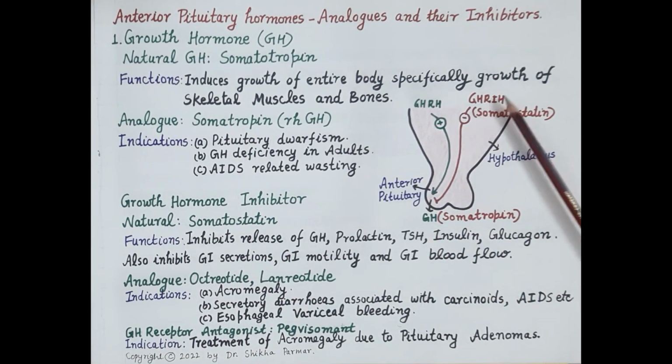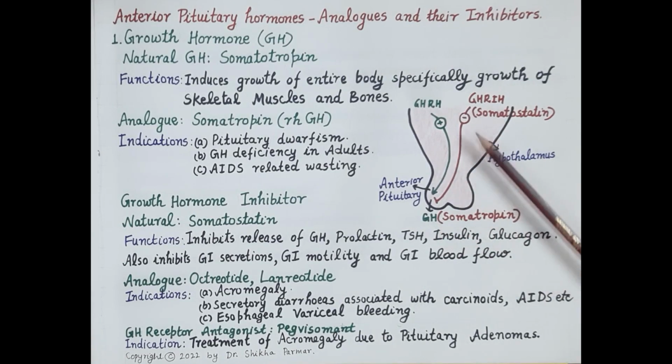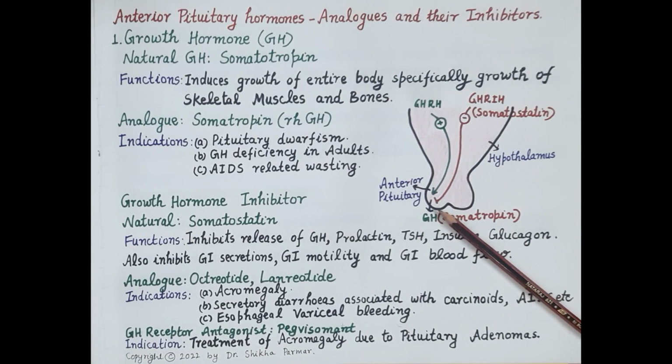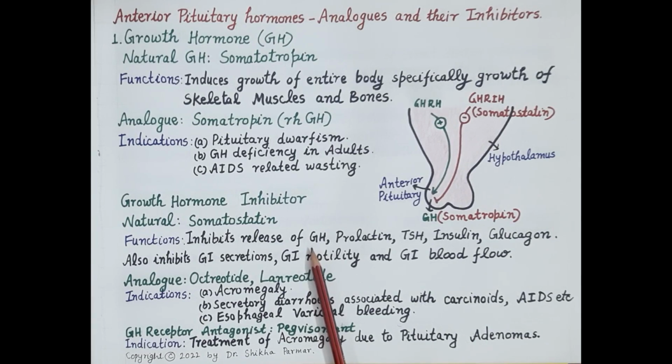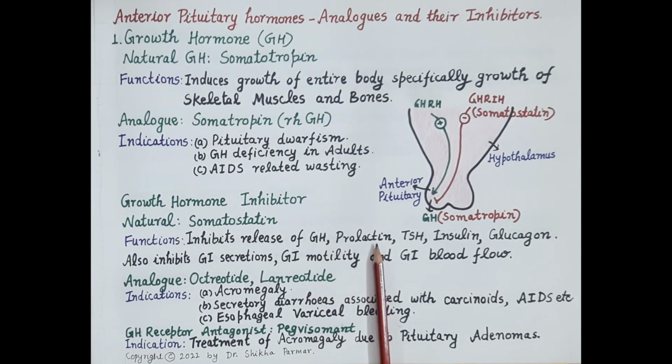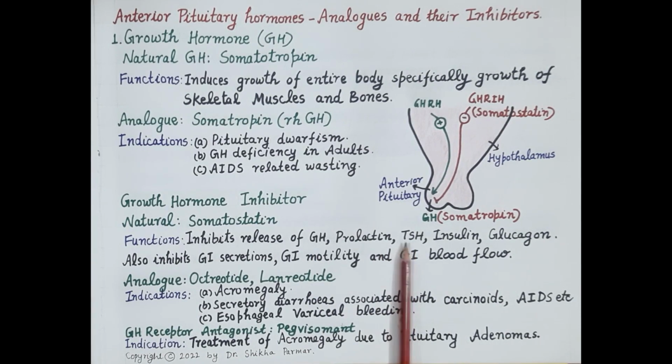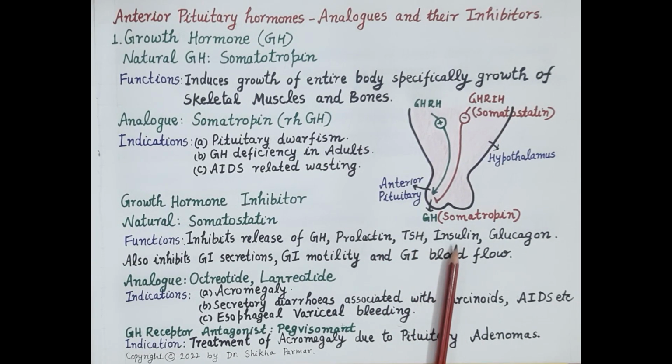Now look at this figure. GHRIH is also called somatostatin. Now it's produced naturally in the body and it primarily inhibits the release of growth hormone by the anterior pituitary. Now in addition to growth hormone, somatostatin also inhibits other secretions of the anterior pituitary, namely prolactin and thyroid stimulating hormone. It also inhibits secretion of the pancreas, namely insulin and glucagon.